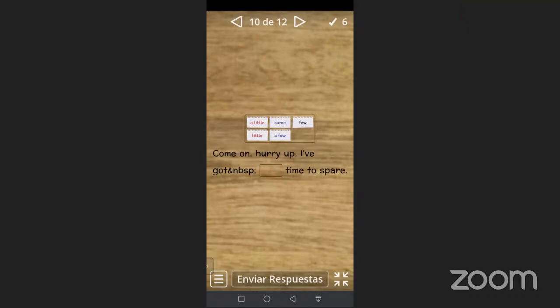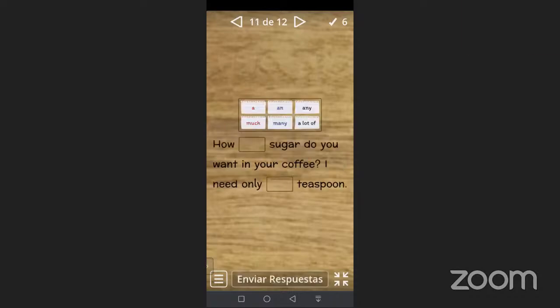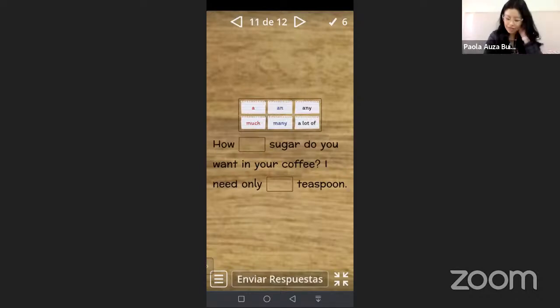Come on, hurry up. I've got a little time to spare. Just little. Yeah, little. Little is negative, a little is positive. Okay.